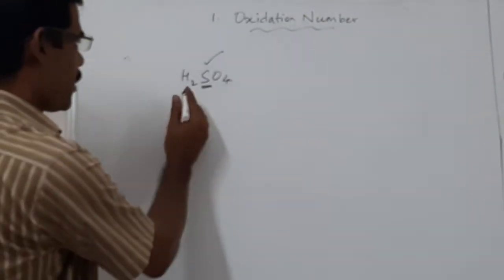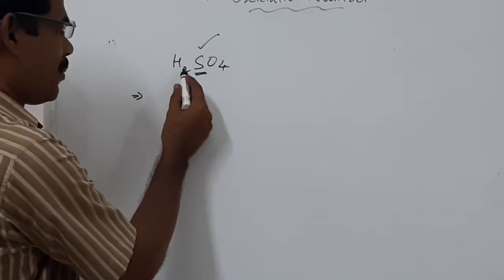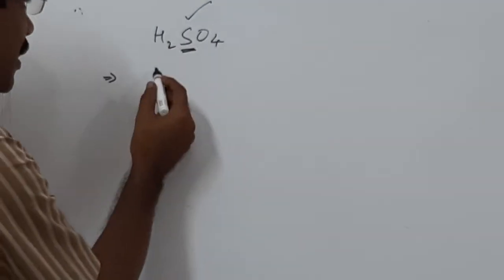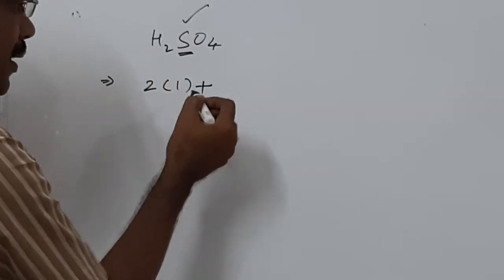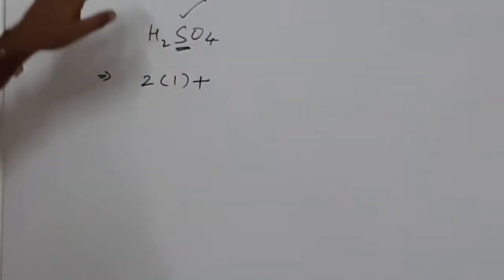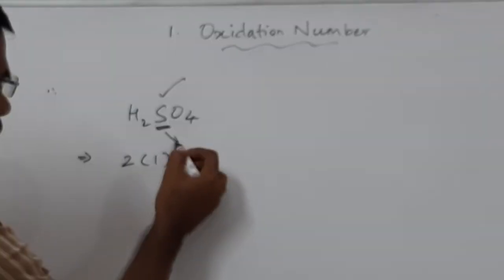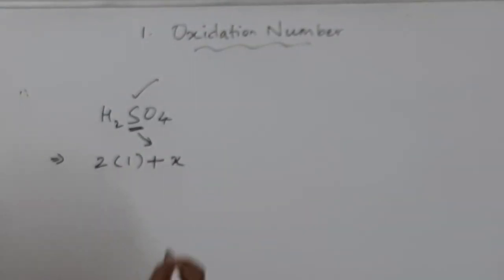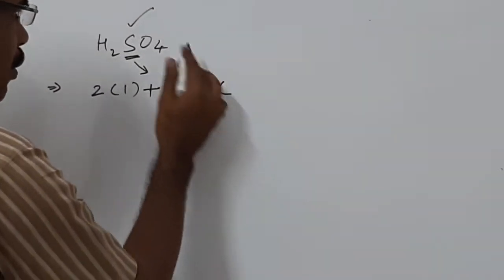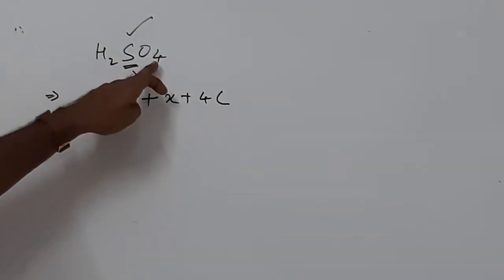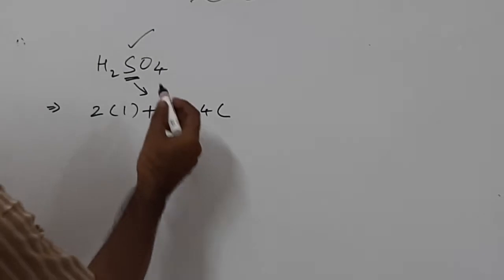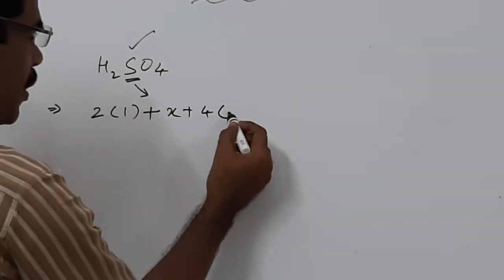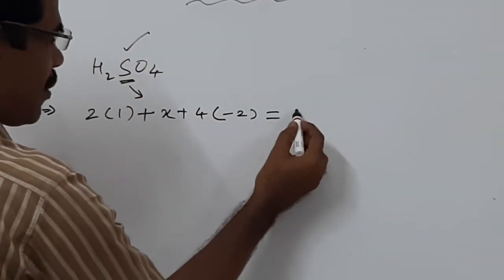First of all, we have already learned that the oxidation number of hydrogen is always +1. Now 2 into 1, this 2 is for the 2 hydrogen atoms. Now plus, algebraic sum, this is a compound. Now for the sulfur is what I have to calculate, so let it be X. Now plus 4 into, for all the oxygen atoms in all the compounds other than the exceptions, the oxidation number is -2. So since 4 oxygen atoms are there, 4 into -2, this is equal to 0.